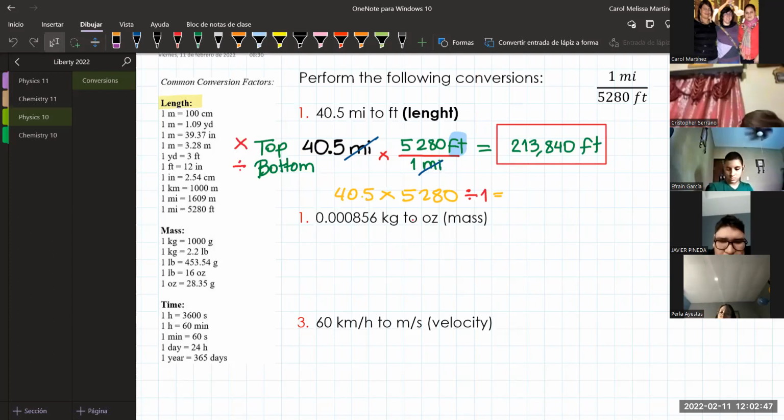Remember this, everything that is in the top, everything above, multiplies. Everything in the bottom divides. And this is the procedure that you do in your calculator.